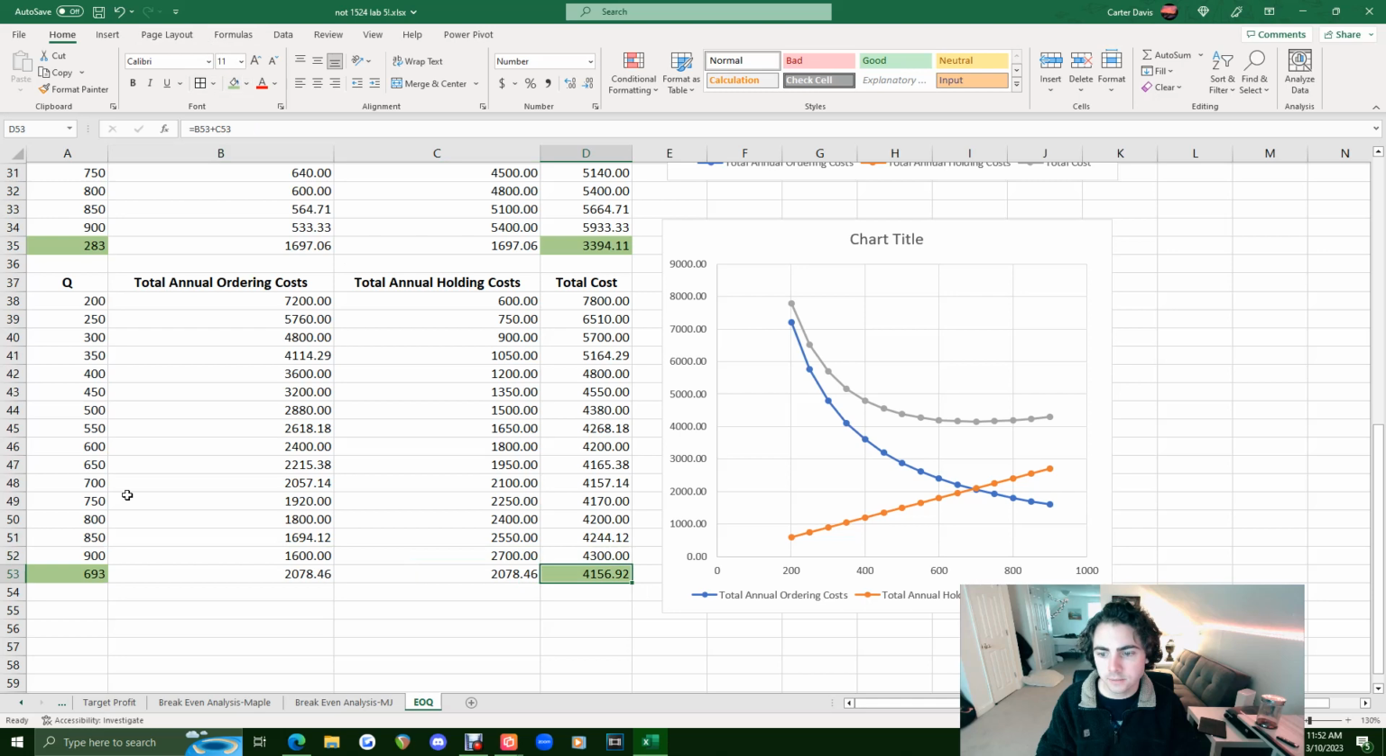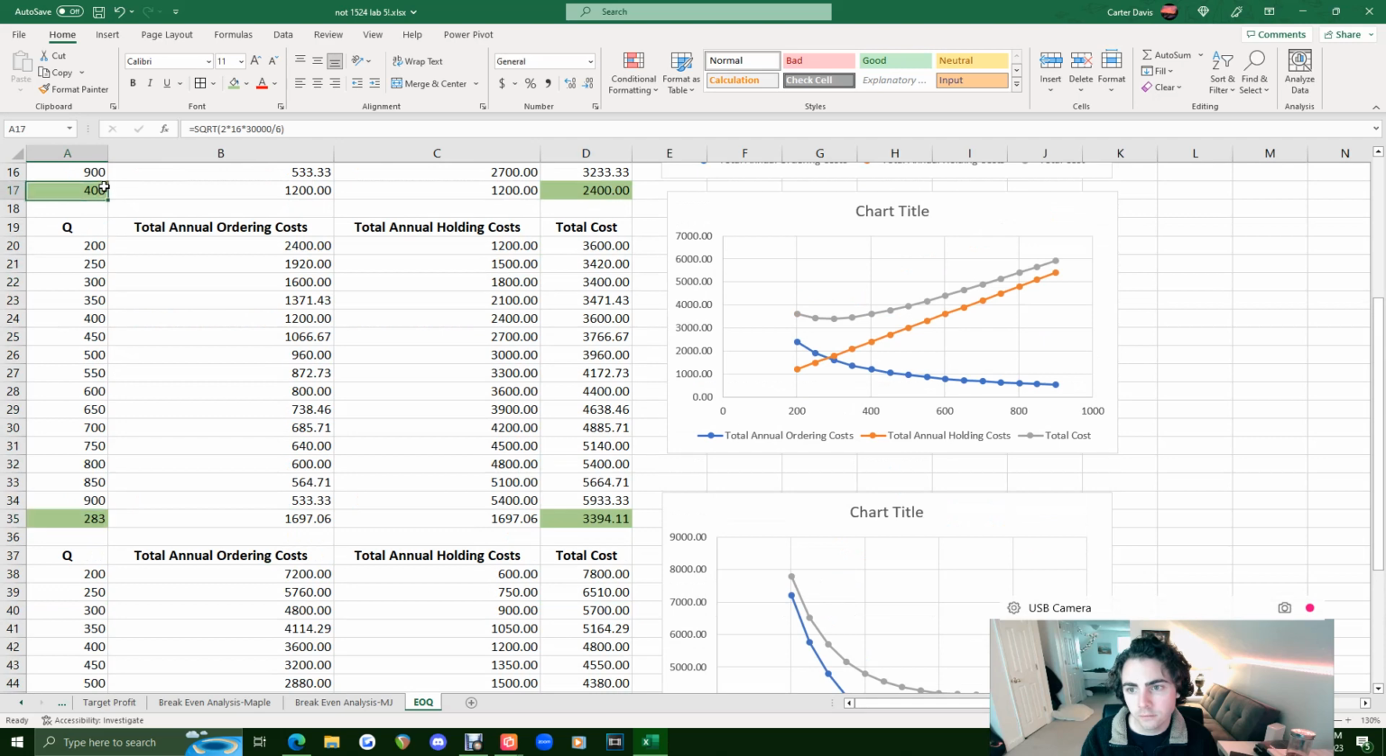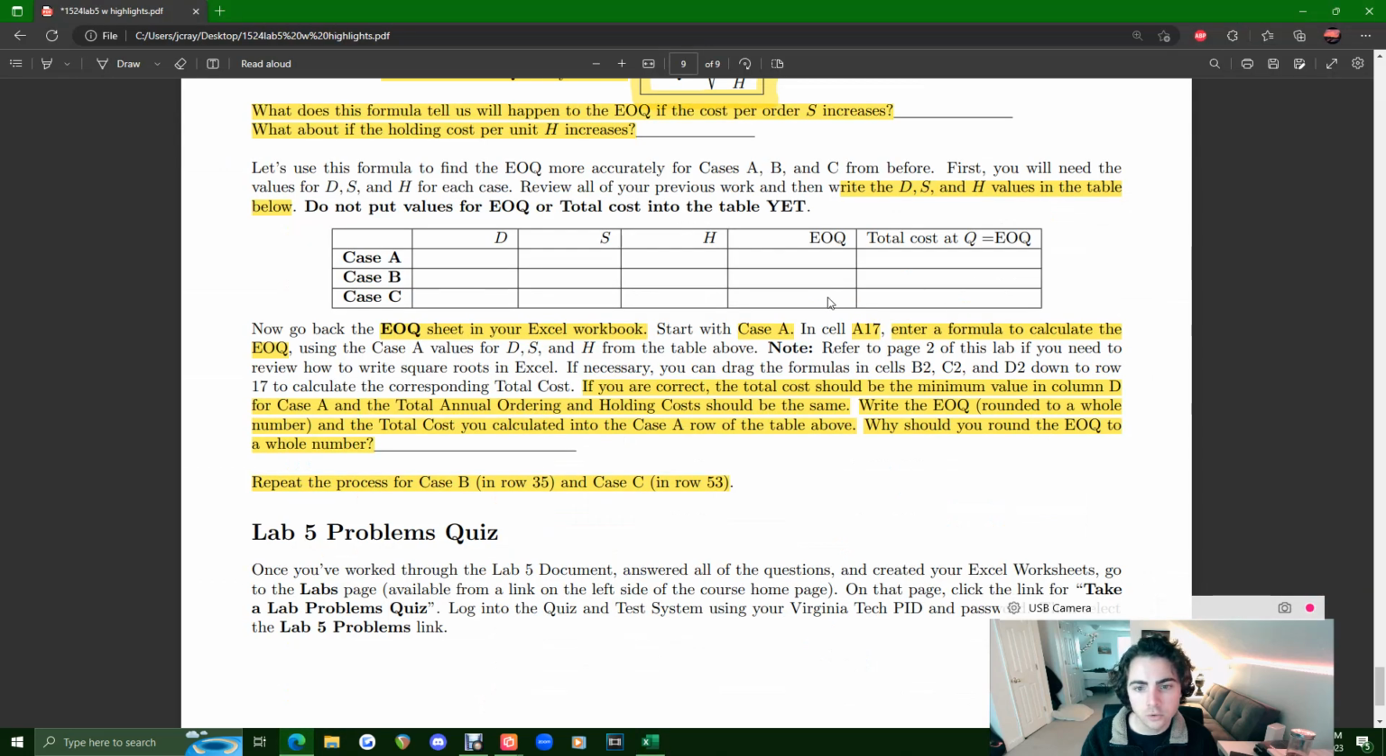I'm going to highlight this. So about 693. I think that's about what we said before. I think I might have said it was a little less than 700, maybe 695, 693. That's pretty spot on. So we get a minimum cost of 4156. So 693, 283, 400 are the EOQs here, here, and here, and the total costs are the other highlighted values, and that's it. You should always round the EOQ to a whole number because it's a quantity. You can't have decimals or partial quantities of items.